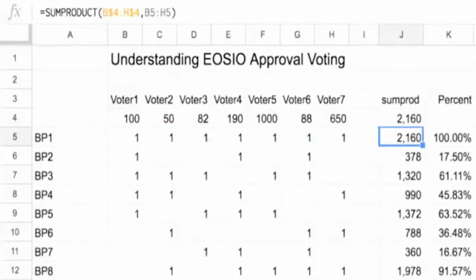And so if you add up all of the vote power that's in play here, it's 2,160 token weight. And sure enough, this person has 2,160 and therefore has 100% approval, meaning everybody voted for them. But of course, everybody but 2 voted for block producer 8. And so that person's at 91%. I'm like, oh, I'm starting to see that.